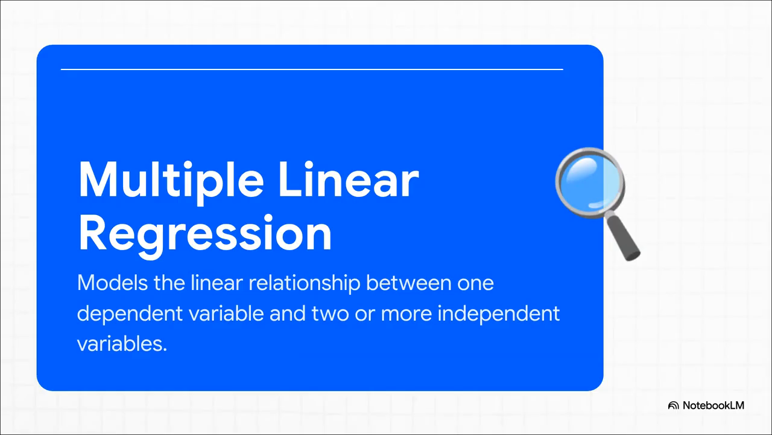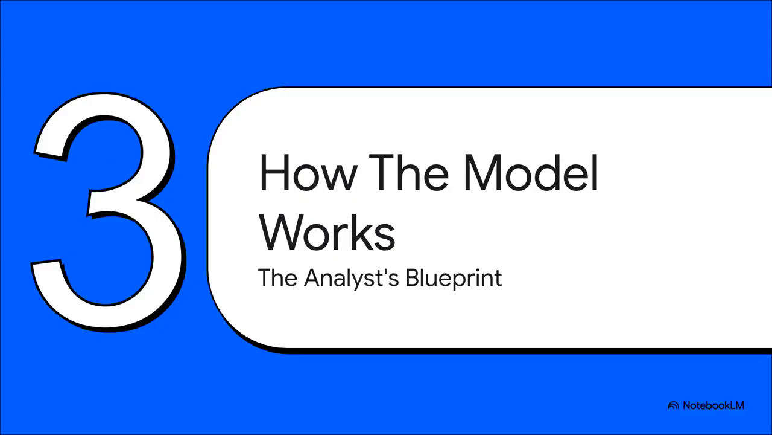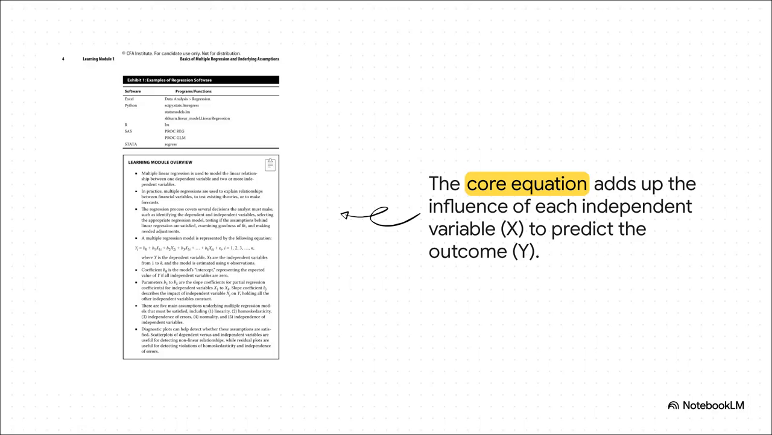And this is where our hero tool comes in, multiple linear regression. It's basically a method that lets us take one thing we want to understand, that's our dependent variable, and see how a whole bunch of other things, our independent variables, all work together to influence it. All right, so now let's pop the hood and actually see how this powerful thing works. What's the blueprint? Okay, don't let this equation scare you. At its heart, it might look a little intense, but it's actually just a super logical and elegant way of adding up the influence of each different factor to predict an outcome.